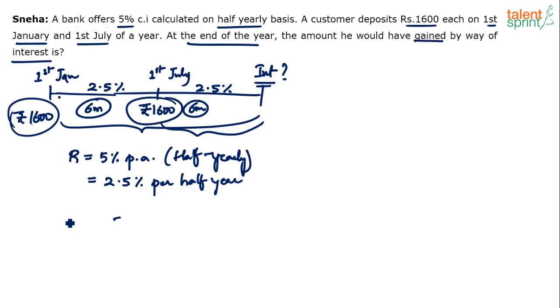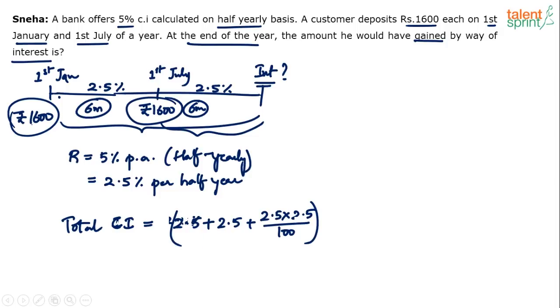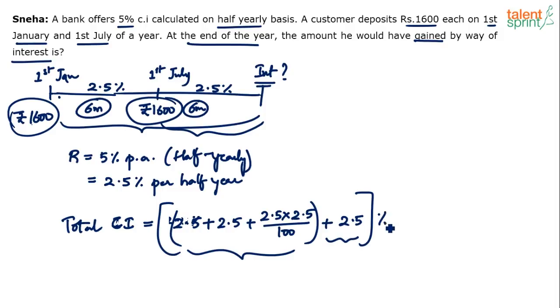All right. So here we go. The total compound interest will be equal to 2.5 plus 2.5 plus 2.5 into 2.5 by 100, plus 2.5. There are two parts. The first 1600 will get this much of interest. The second 1600 will get only this much of interest. Of what? 1600 rupees. See, the interest is always on the principal amount. So just do this calculation and you'll get the required answer.